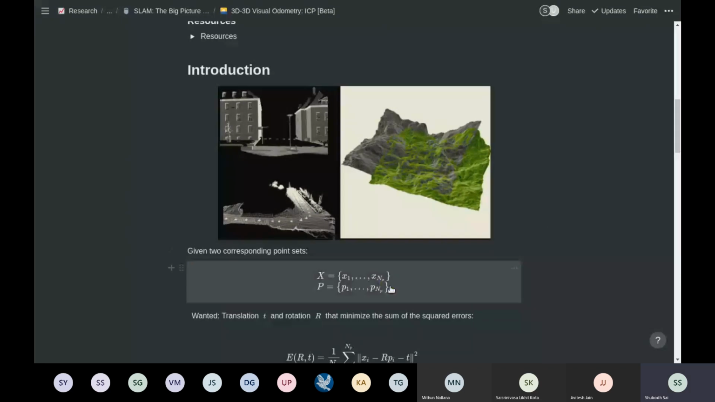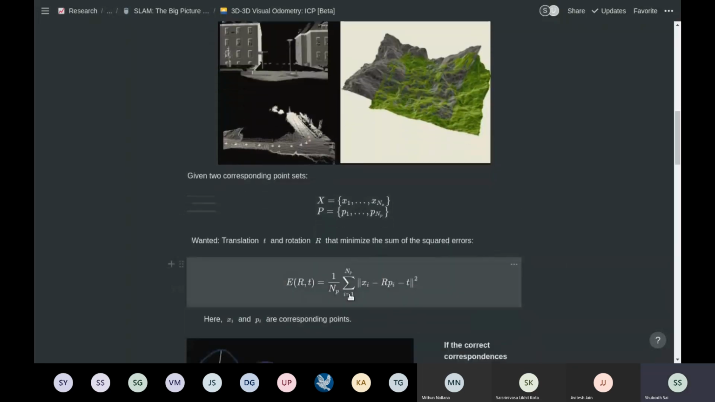So although both of them correspond to the same thing, since they are separated by a rigid body transformation, we can think of them as two point sets, X and P. For the sake of discussion, let's say they have an equal number of points, and x1 corresponds to p1, x2 corresponds to p2. As in, corresponding means x1 is, let's say, the tip of the first window on the building, and p1 is also that same point, but it's just translated and rotated by some amount in your frame.